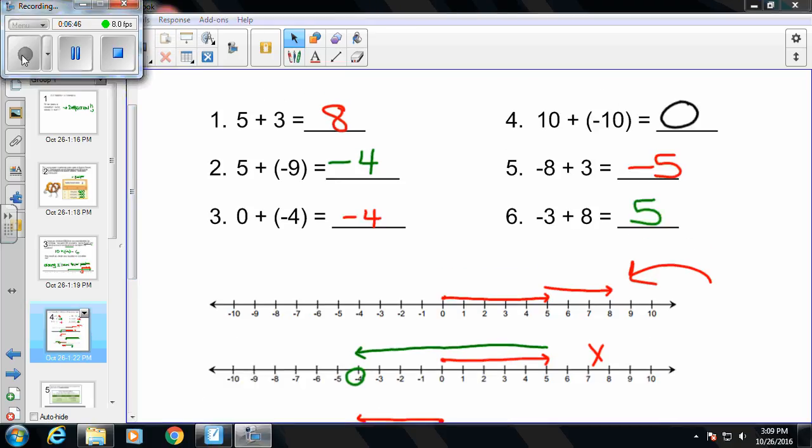Okay, how did you do? For 3, I got -4. For 4, I got 0. For 5, I got -5. And for 6, I got +5. Again, look at the relationship between your numbers and their signs.